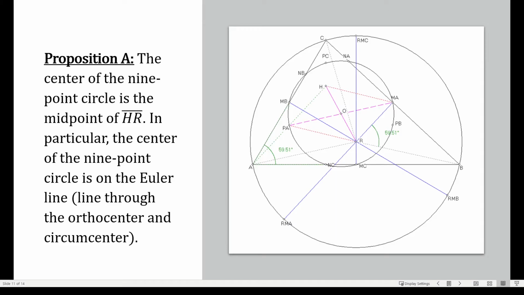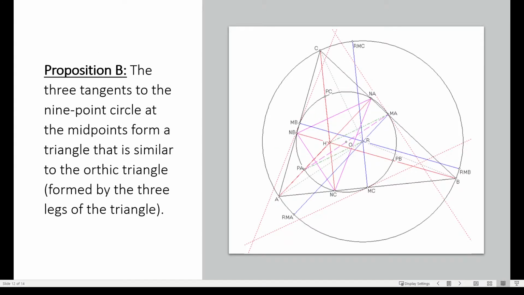Then notice that MAPA is a diagonal that is also a diameter of the 9-point circle, with O at the center. Hence, O is also the midpoint of the line HR. So O lies on the Euler line. The next application of the 9-point circle will be proposition B.